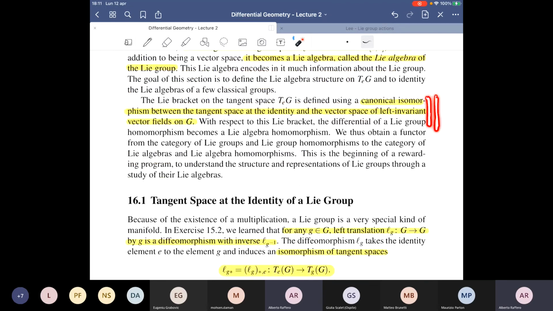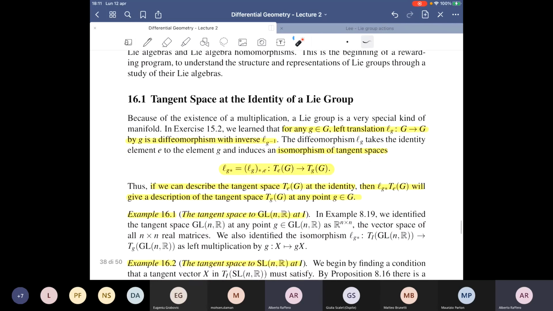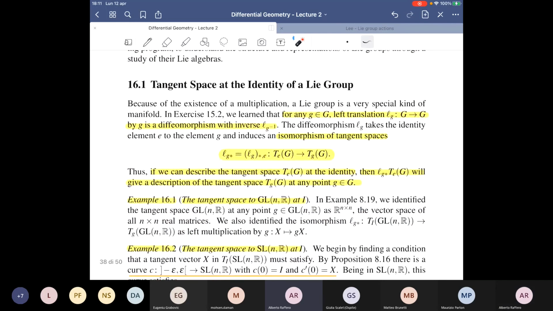And it is what is contained in this last part, which is the canonical isomorphism between the tangent space at the identity and the vector space of left invariant vector fields on G. We will define all these notions now. So first of all, the tangent space at the identity of a Lie group.